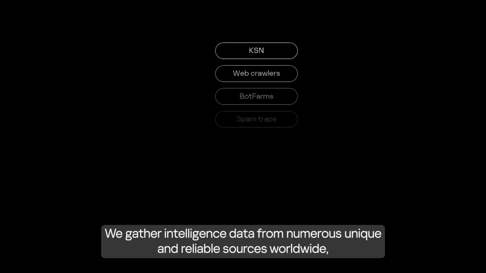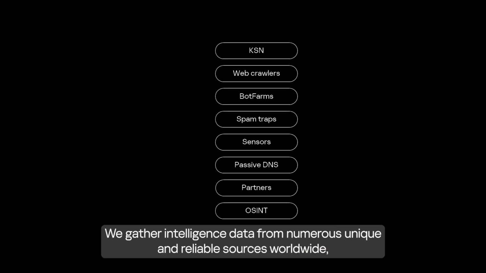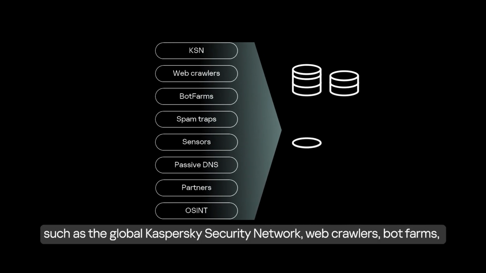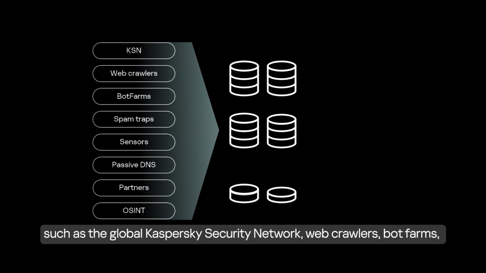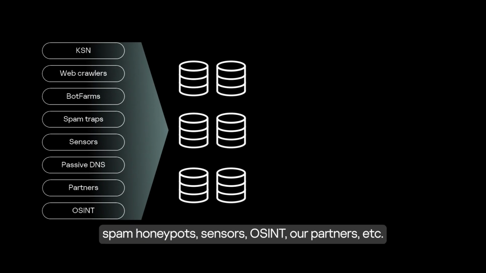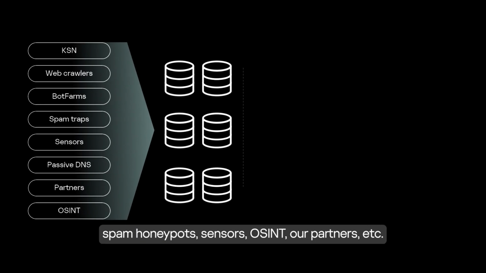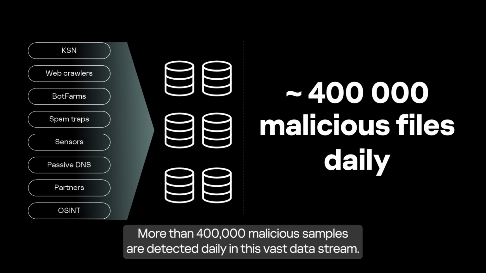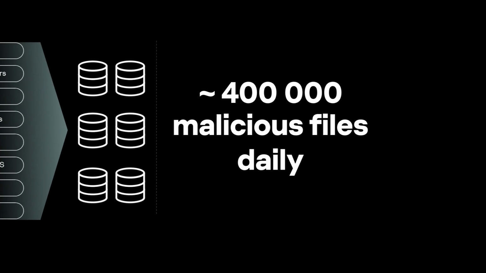We gather intelligence data from numerous unique and reliable sources worldwide, such as the global Kaspersky Security Network, web crawlers, bot farms, spam honeypots, sensors, OSINT, our partners, etc. More than 400,000 malicious samples are detected daily in this vast data stream.